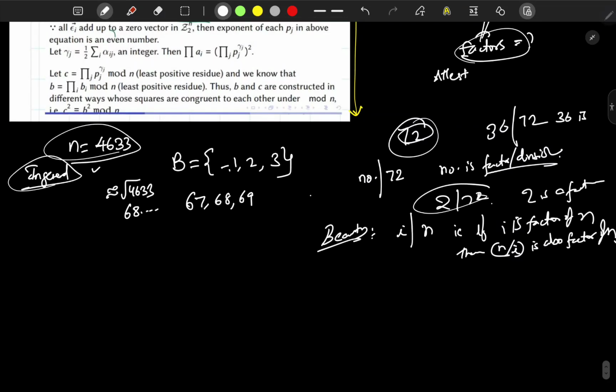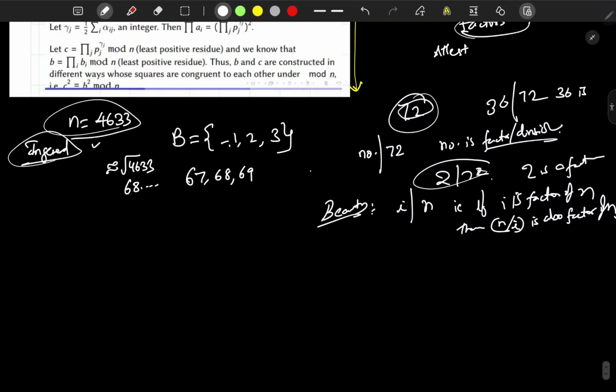Now I am checking whether it is a B number or not. How to check? I told what LAR means. LAR of 67 square mod 4633.